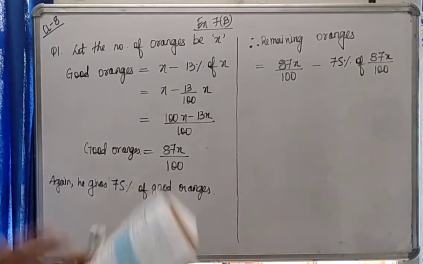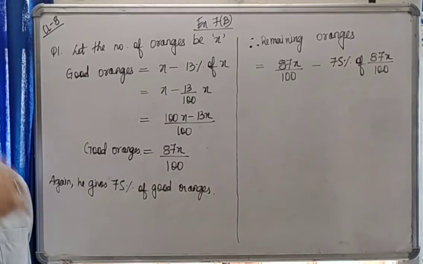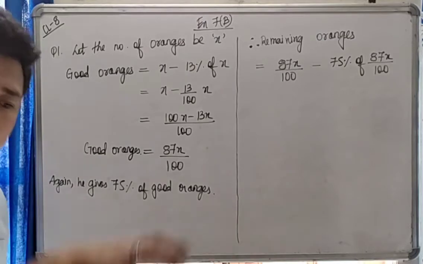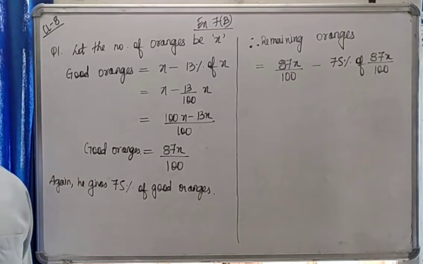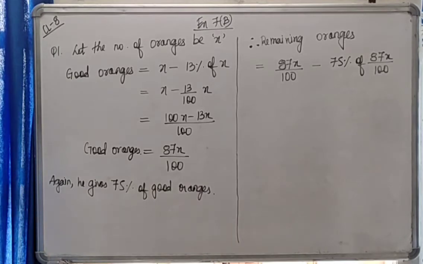Are you clear with the question? A man bought a certain number of oranges, out of which 13% were rotten, no use. So he threw away all the 13%. Then he has remaining oranges. Out of that remaining, he gives 75% to charity and is left with 522 oranges. The question is: find the number of oranges that he bought.